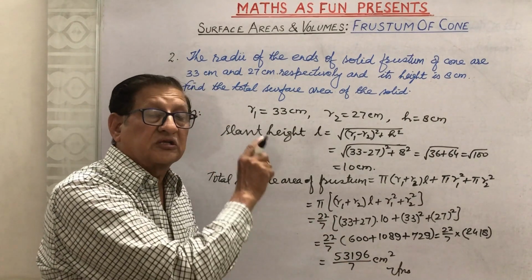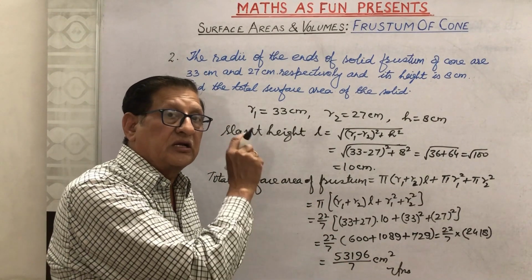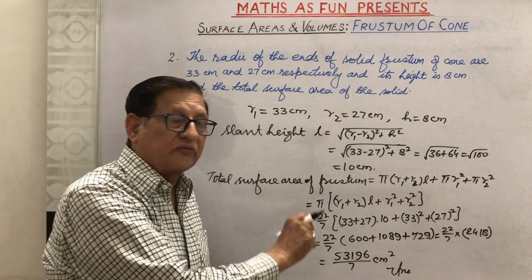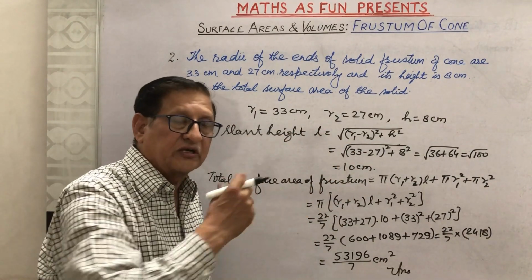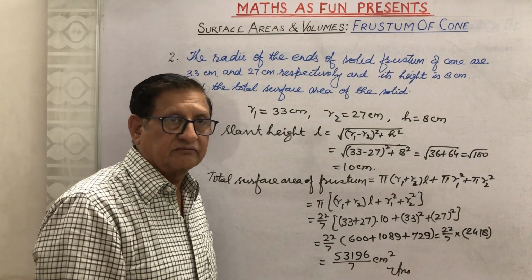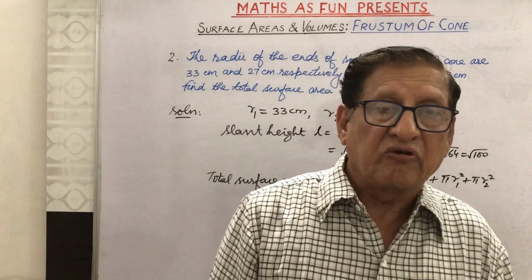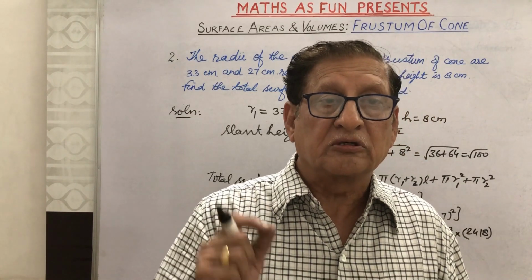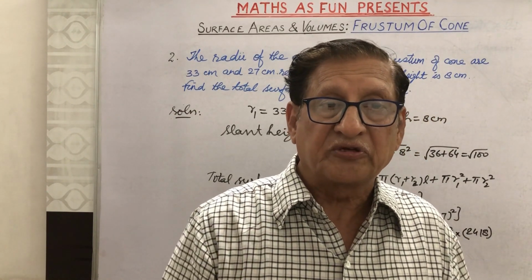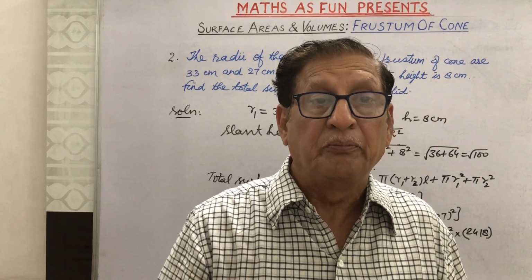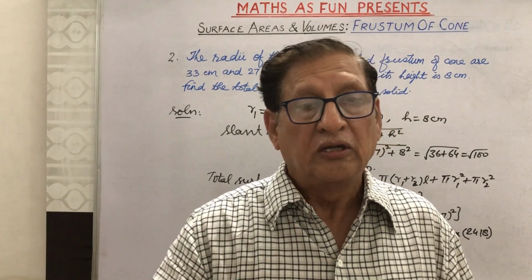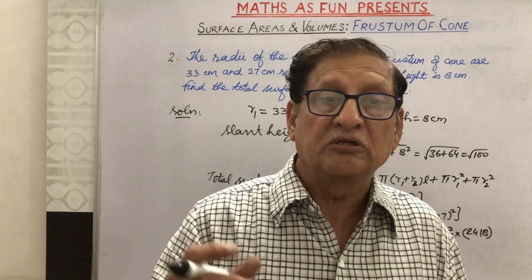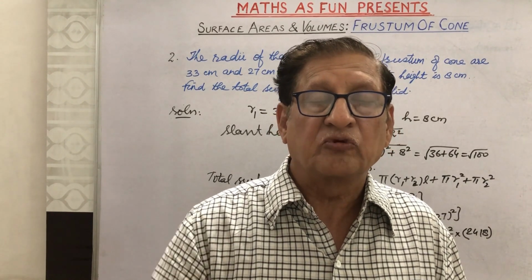The only thing is, in such questions we have to see whether the slant height is given or not. If not given, we have to find the slant height first, and then we can find the total surface area. In the next video, we will be learning how to find the curved surface area, total surface area, and volume of combined solids. Suppose two or more solids are combined together, and then we have to find the different areas and volume of them.